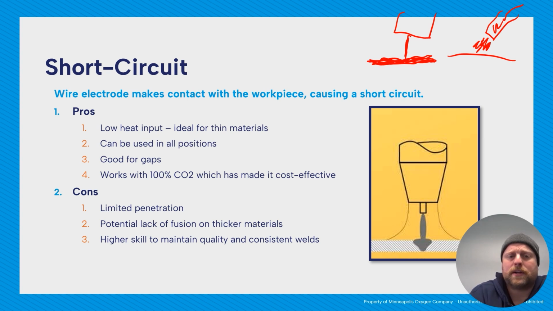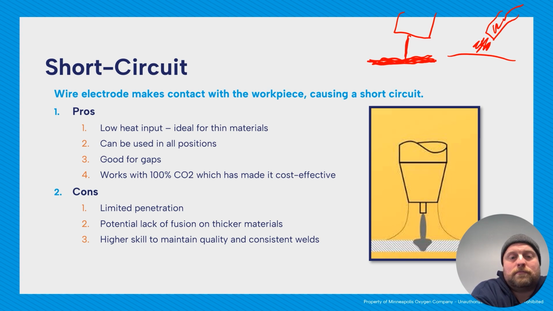What are some pros of short circuit? Low heat input, so great for thin materials, can be used in all positions, great for closing gaps. If you have an open root, depending on what you're doing, sometimes they'll do a short circuit open root to weld that up and then fill it using another type of process, spray, pulse, even 7018 stick sometimes. And it also works with 100% CO2, which has made it very cost effective traditionally. Currently, we do have some issues with CO2 supply, but traditionally it's more cost effective.